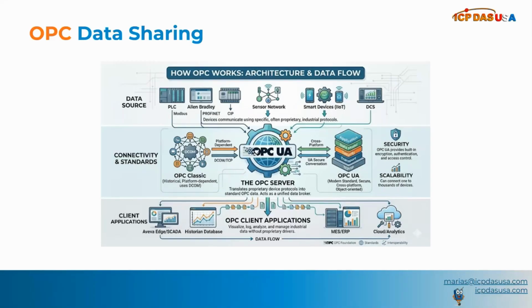The final stage involves client applications, that's the user level, which subscribe to this newly translated data stream. High-level systems, including SCADA software like AVEVA Edge, historian databases, and cloud analytics, can then visualize and manage the information seamlessly. Because the data has been standardized by the server, these applications no longer require specialized proprietary drivers, allowing for a scalable and secure flow of information from the factory floor to the front office.